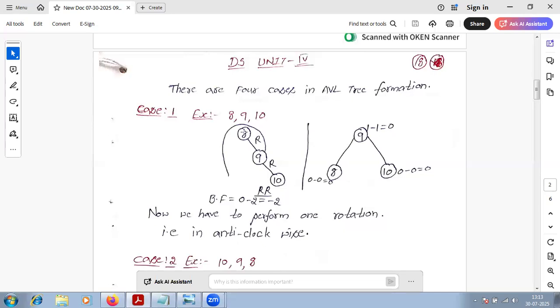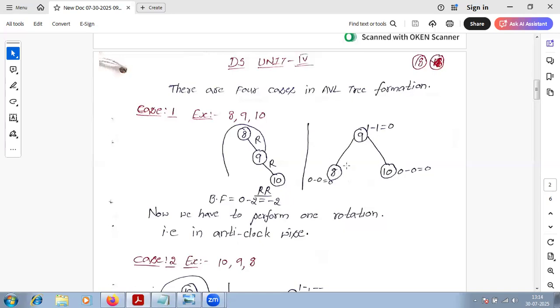From where do we have to rotate? Here, from 9. Keep your pointing finger here and your thumb here, and rotate the elements in the anti-clockwise direction. That means 8 comes to the right side of 9. Okay, see here. Now, what is the root element? 9. And what is the left element? 8. And what is the right element? 10.